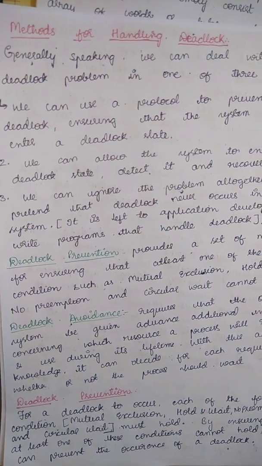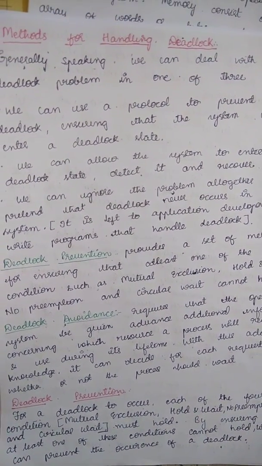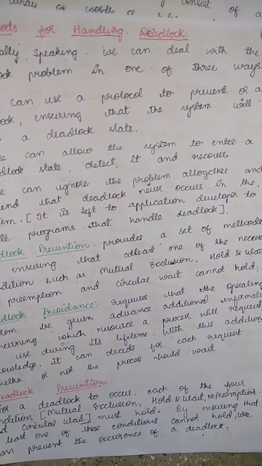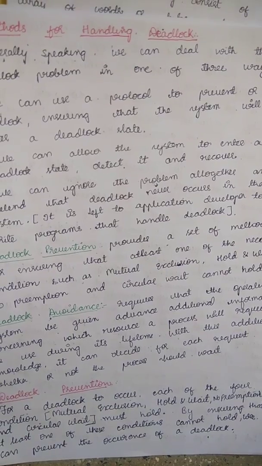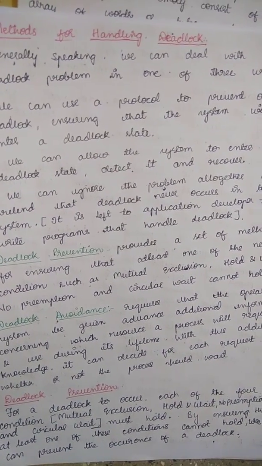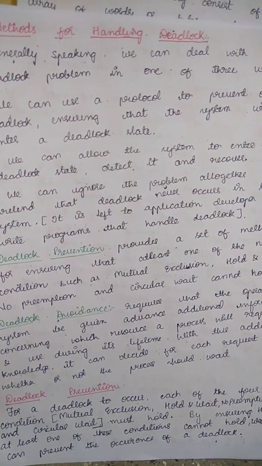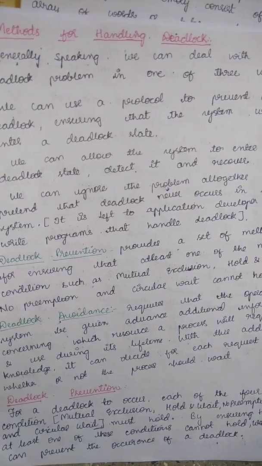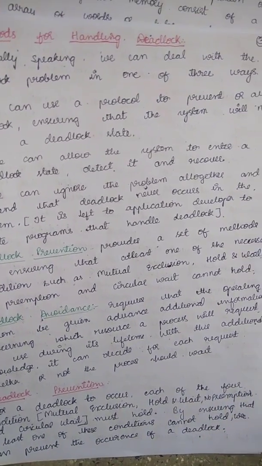Now, when we want to prevent any deadlock, we should make sure that any one of these conditions is going to fail. If the deadlock has to occur, all these four conditions have to be true. If we make sure that any one condition fails, the deadlock is prevented.